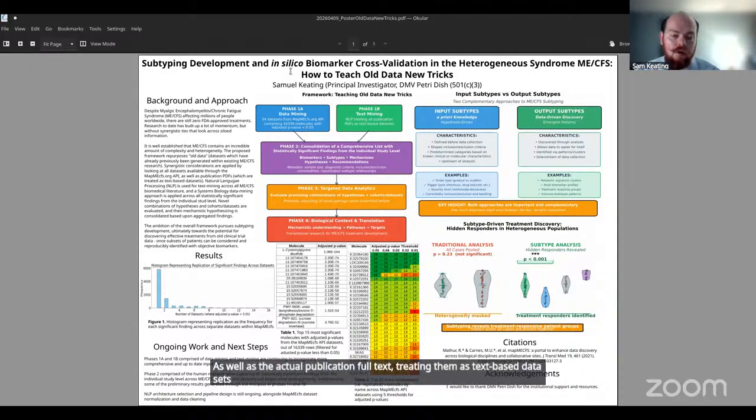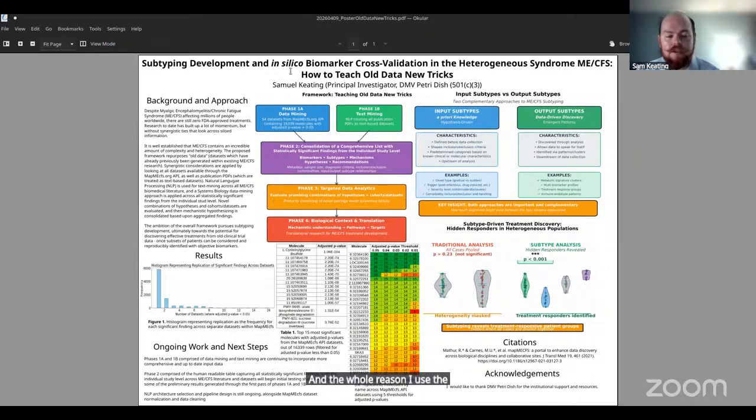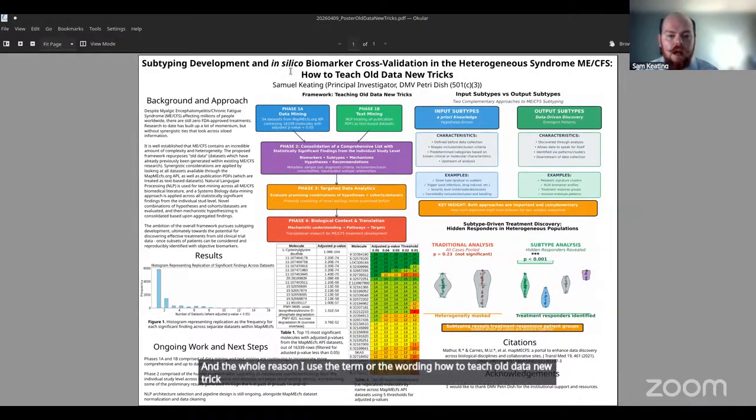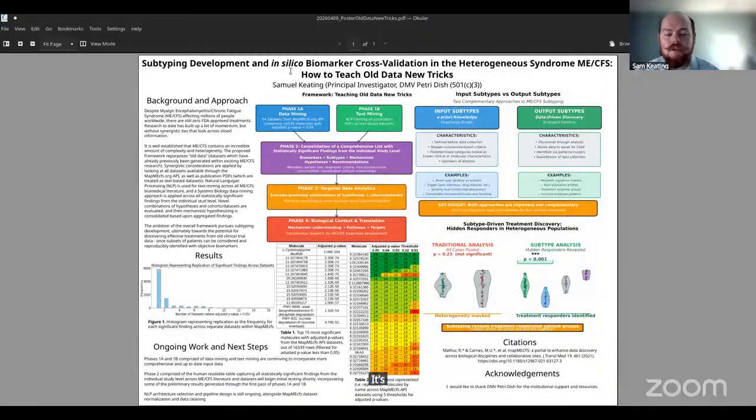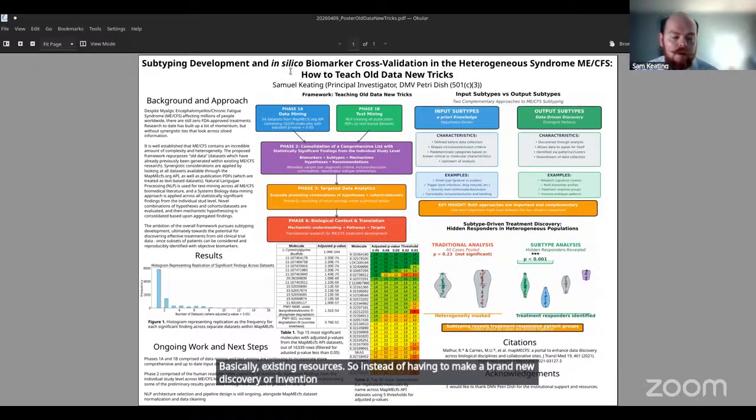And the whole reason I use the wording, how to teach old data new tricks, is that this computational framework has no requirement of generating new studies or new data or experiments. It simply is exercising the translational axis, forming novel combinations of basically existing resources. So instead of having to make a brand new discovery or invention from scratch or reinvent the wheel, stand on the shoulders of giants and deploy existing solutions.